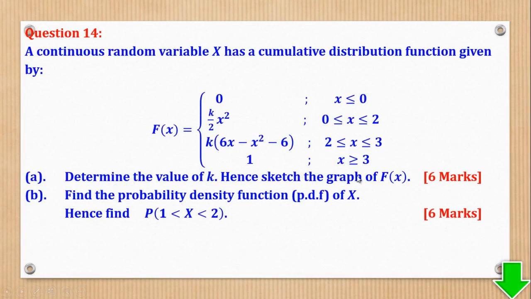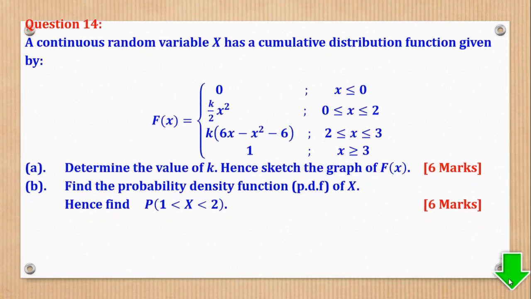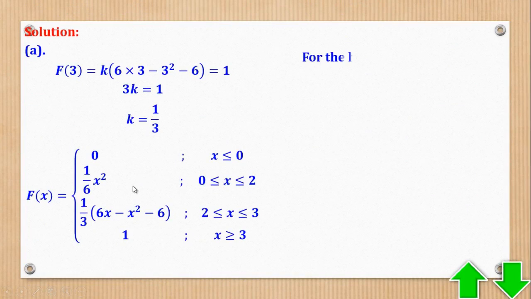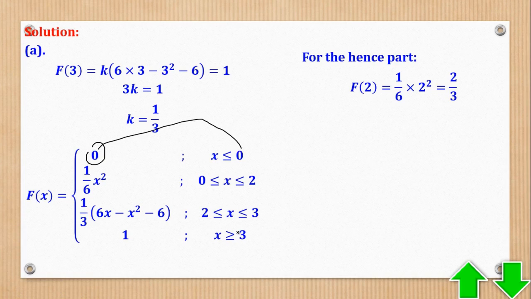Then they said sketch the graph. So for the hence part, f2, because first of all, f0 we already know it is 0. Then f3 we already know it is 1. But f2 we don't know, so we have to substitute and get 2 over 3. So now that we know the value of fx when x is 2, we can now sketch.